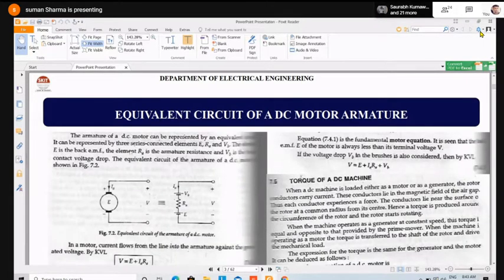So the armature of a DC motor is represented by an equivalent circuit. It can be represented by series connected elements E, RA and VB, where E is the back EMF, RA is the armature resistance, and VB is the brush contact drop.